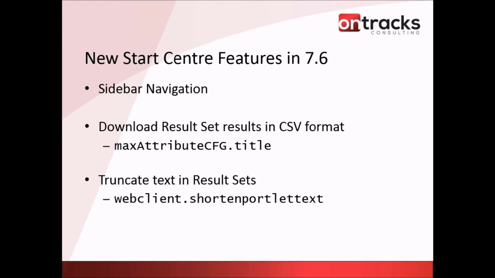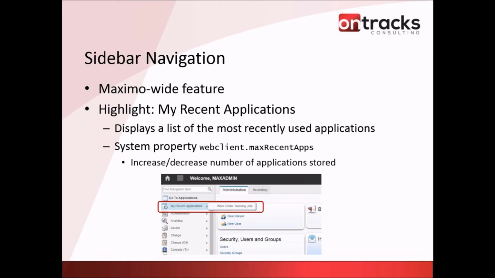So the first one is the sidebar navigation, and this is actually not a Start Center specific feature. This is something you can see everywhere in Maximo. So how is this useful? If you remember in 7.5, you would have to go to the top right corner and bring out all the menu and go into the application that you wanted. So every single time, it starts getting boring. Now that we have this bar to the side everywhere in Maximo, and the user can hide it as well, it's pretty easy to access any other application in it.